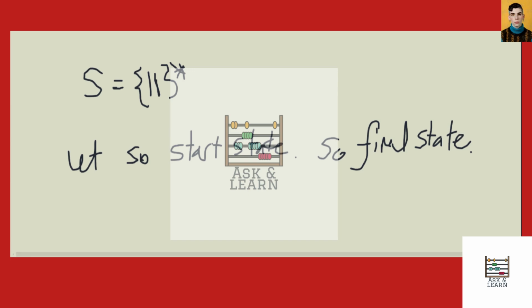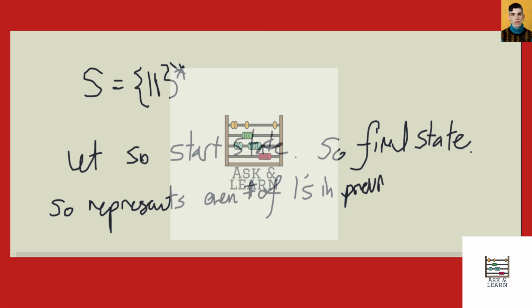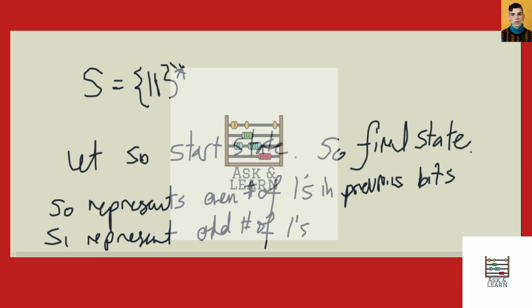And now let's consider another state. So S0 represents that there were an even number of ones in the previous bits. And S1 will represent the fact that there were an odd number of ones in the previous bits.